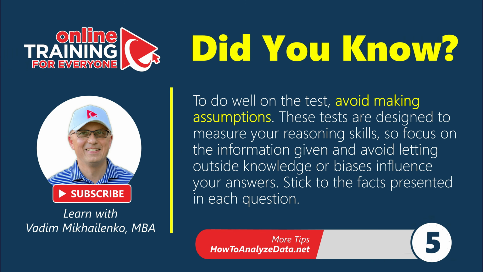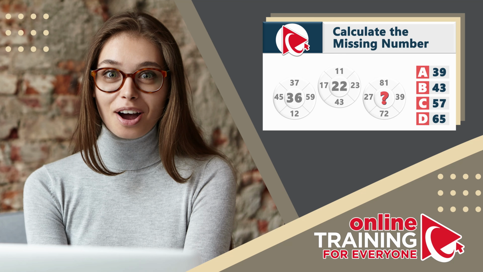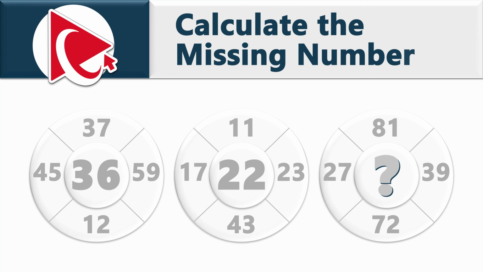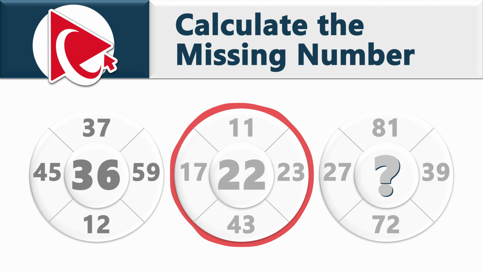With this question, the goal is for you to try to solve it on your own and get as close to the answer as possible, so you can take your cognitive skills to the next level. You're presented with 3 cool looking circles. The first circle has number 36 inside and numbers 45, 37, 59, and 12 on the outside. The second circle has numbers 22, 43, 17, 11, and 23.